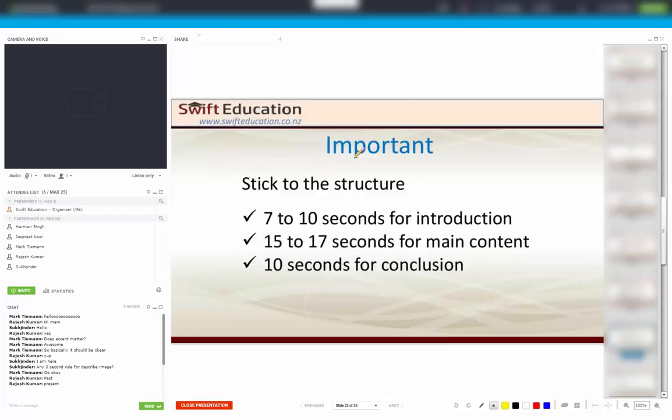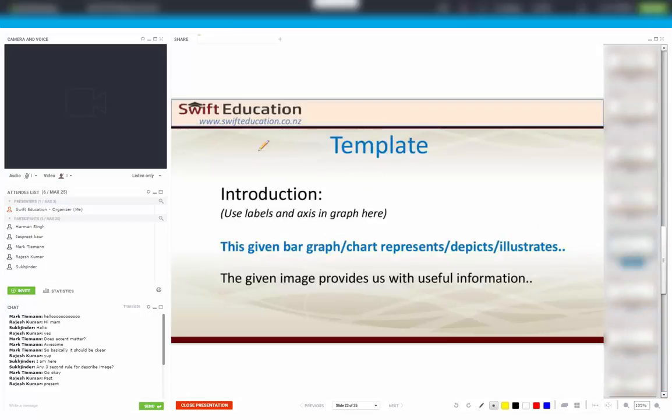I would like to give you exactly what tentative minutes or seconds to use to describe the image, or do it in 40 seconds. So stick to the structure I'm trying to mention. 7 to 10 seconds for the introduction, 15 to 17 seconds for the main content, then 10 seconds for the conclusion. I would say if you stick to the structure, you'll be able to fit in all the information. Guys, if you can, just write these templates as well.